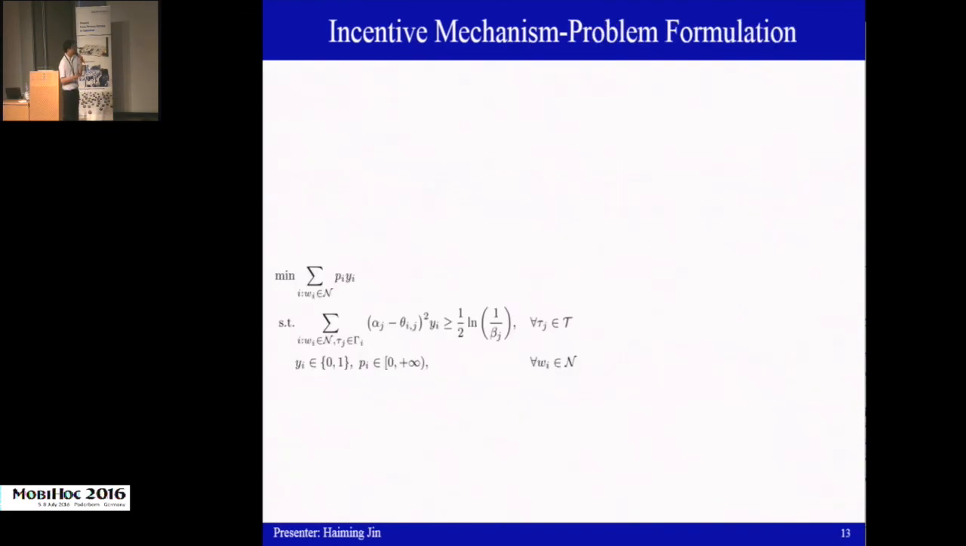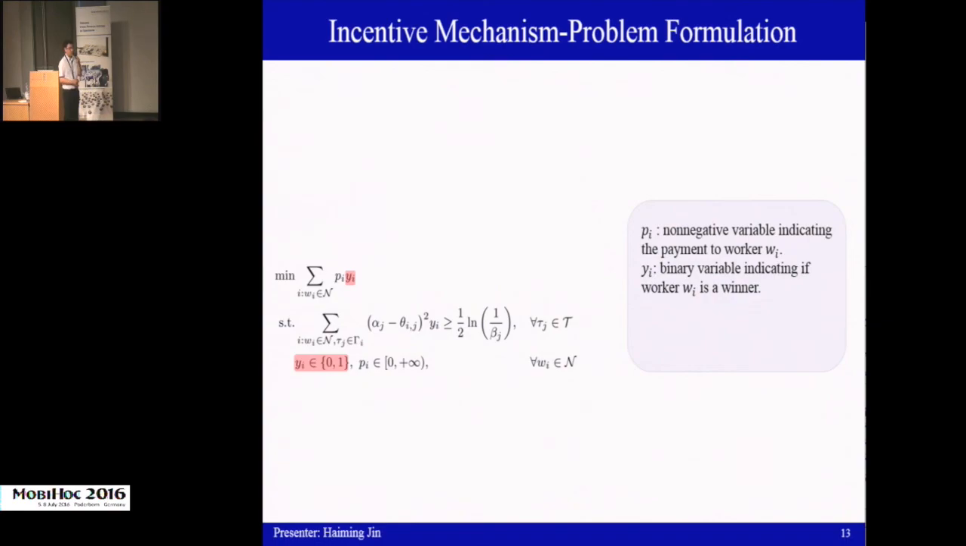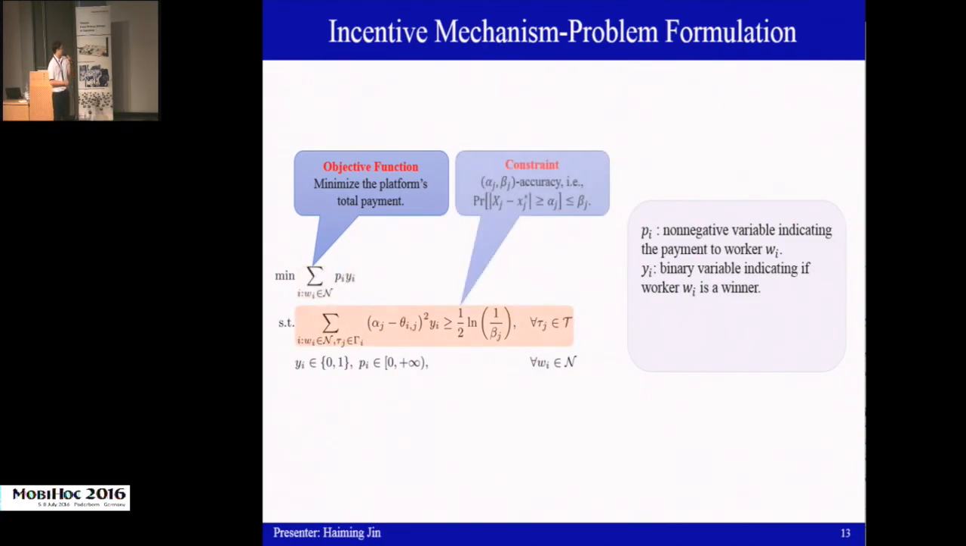So we formulate this design of the incentive mechanism as the following optimization program, where PI is a non-negative variable indicating the payment to worker WI, and YI is a binary variable indicating if this worker WI is a winner or not. And therefore, the objective function is simply to minimize the platform's total payment. And the constraint is equivalent to that alpha j, beta j accuracy is satisfied for every task tau j.